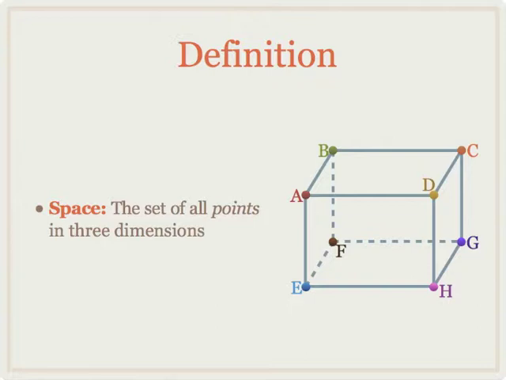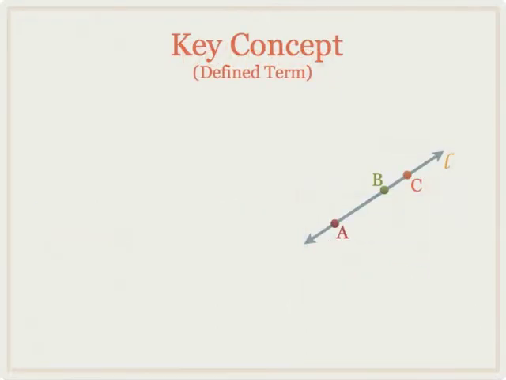Keep this in mind. It's going to come up again in part 3. Keep in mind that as lines have an infinite number of points on them, planes have an infinite number of lines on them, space has an infinite number of planes in it. Okay, let's move on now with some defined terms.